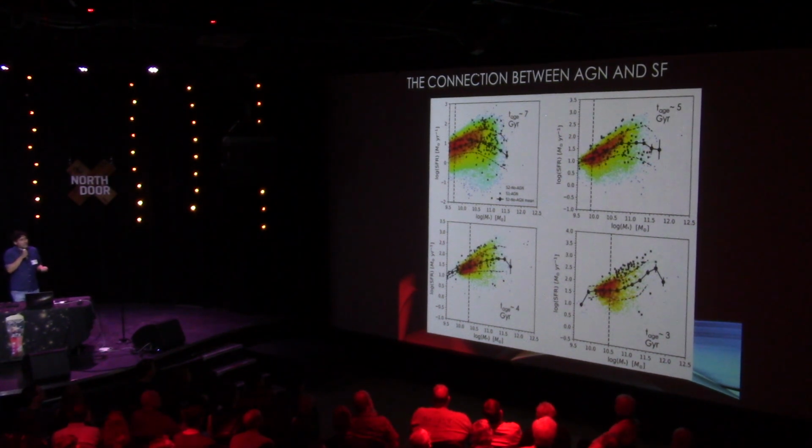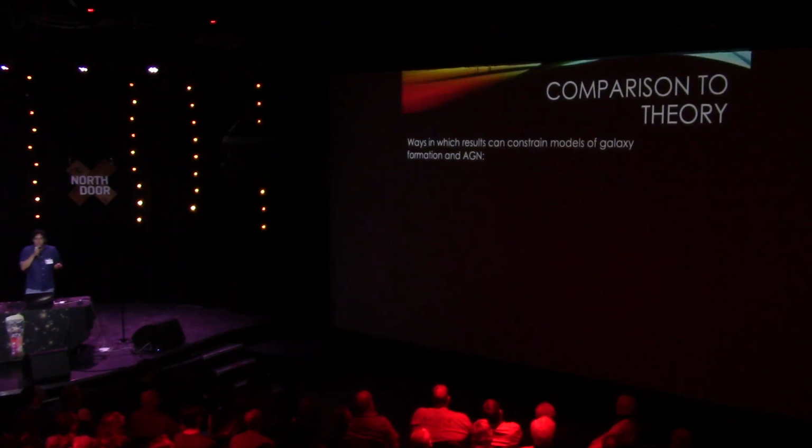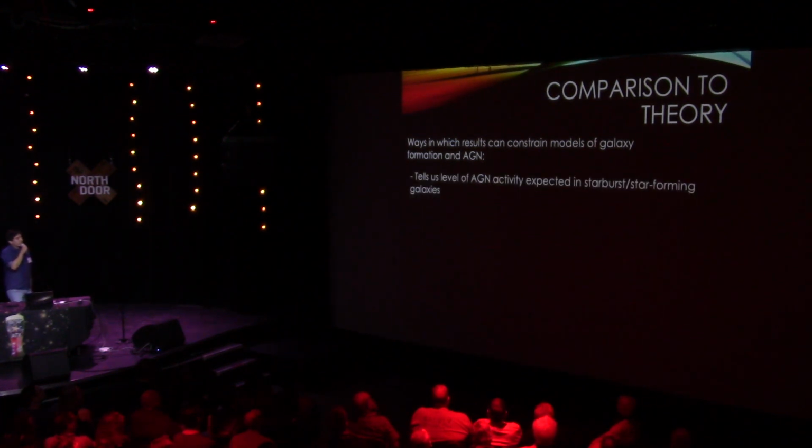But we can use these results to compare to theory and use that to constrain the physics of AGN and galaxy formation. So we can use these results to constrain, as I said, models of galaxy formation and AGN. For instance, these results can tell us the level of AGN activity expected in starburst and star-forming galaxies. AGN activity is something that can be measured through X-ray emission, and we have X-ray data for our AGN galaxies, so this is something we can already start to do.